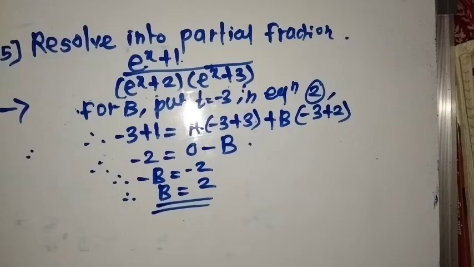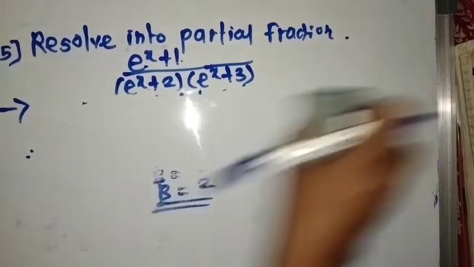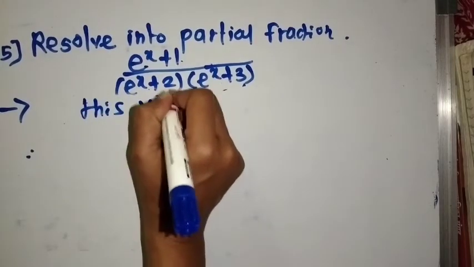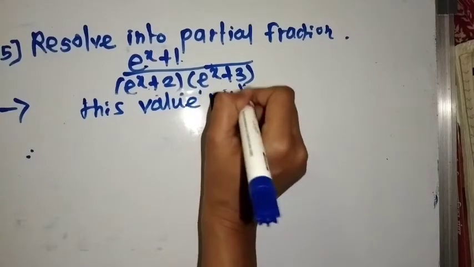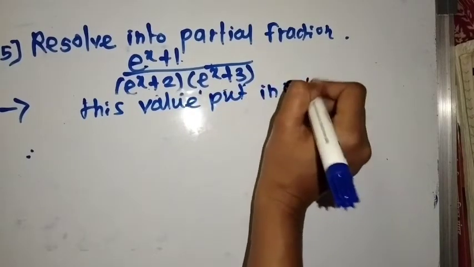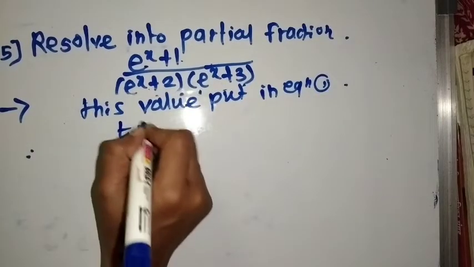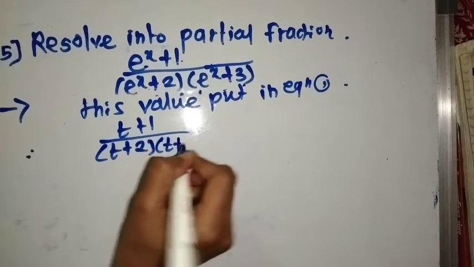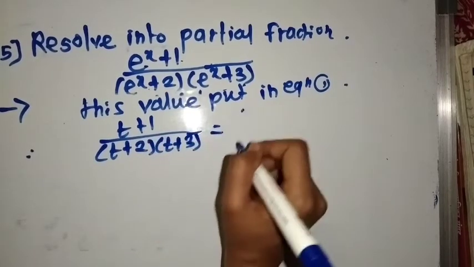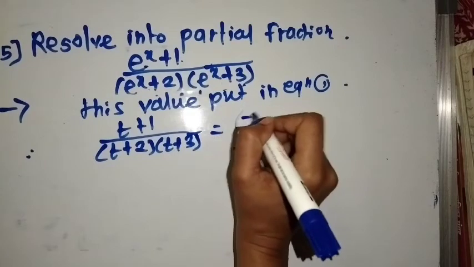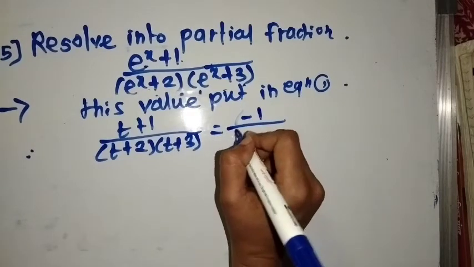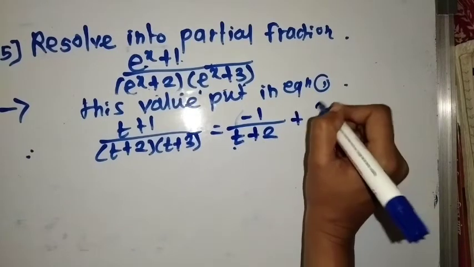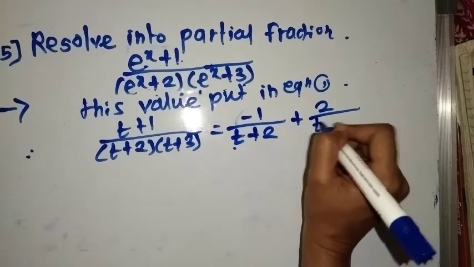This value we put in equation 1. What is equation 1? t plus 1 upon t plus 2 into t plus 3 is equal to a upon t plus 2 plus b upon t plus 3. So what is the value of a? Minus 1 upon t plus 2, plus the value of b is 2, so 2 upon t plus 3.